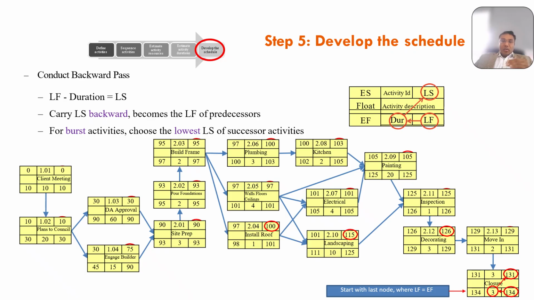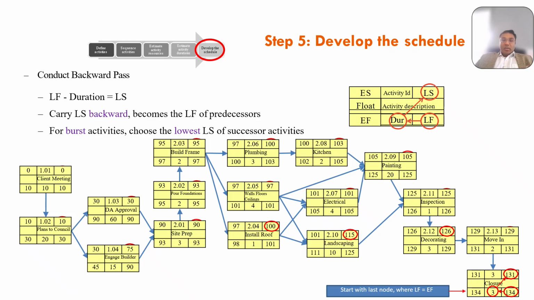In this case, if you look at the closure, we'll start from the last. So you need to identify from the last. The last activity is closure, where late finish equals early finish, which is 134 days. So now you move backward through the network diagram. Carry the late start of each activity backward to become the late finish of its predecessors.